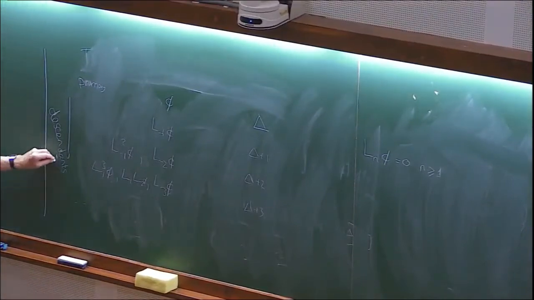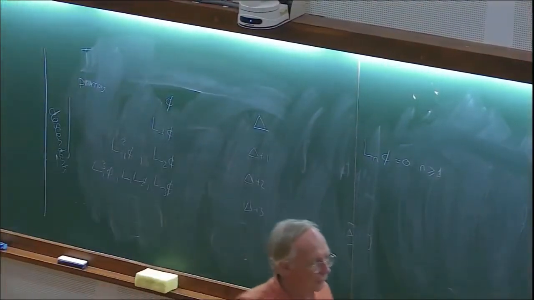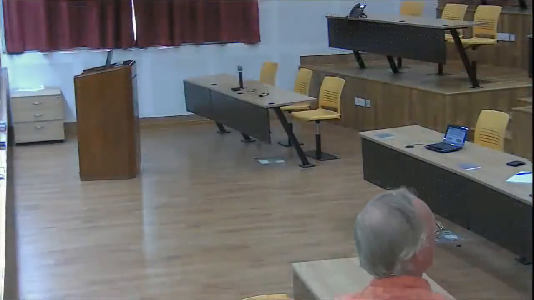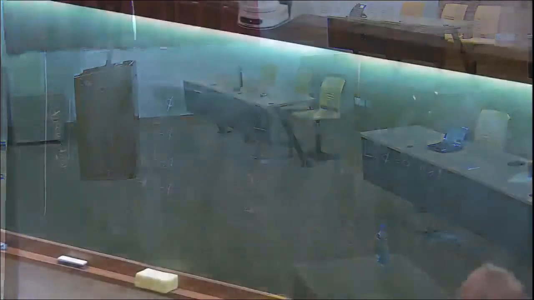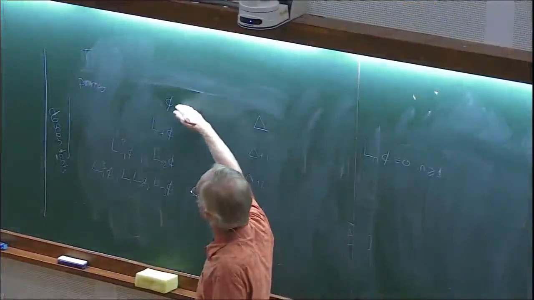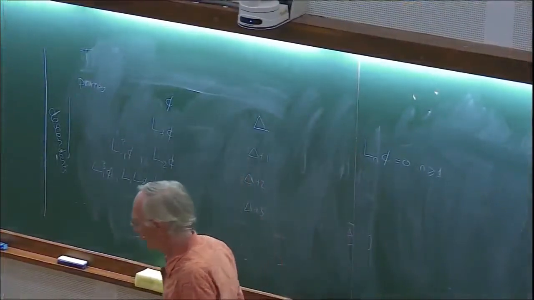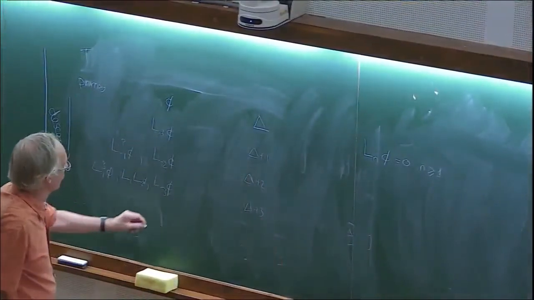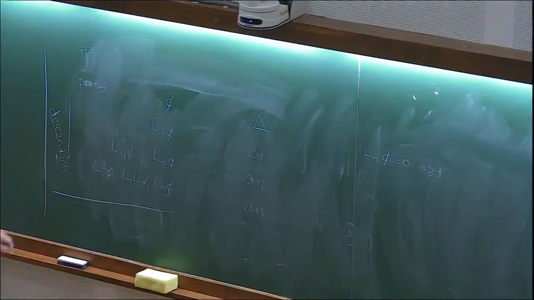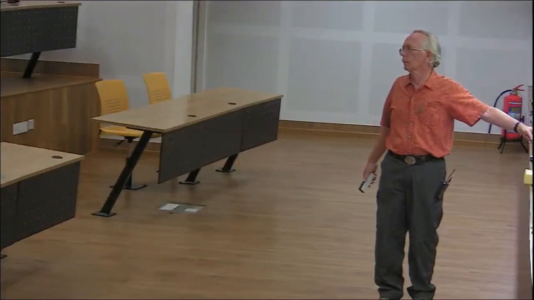I think Google says an A, but anyway. Descendants or descendants. Anyway, so here's the ancestor. These are all the descendants. So it's then a theorem, which I'm not going to prove, that every field in the theory is either primary or is a descendant of a primary. Okay. So that's why I can restrict myself to primaries most of the time.